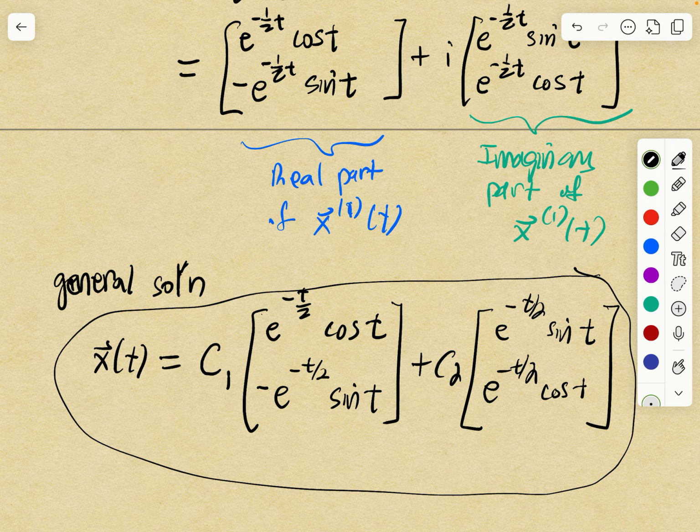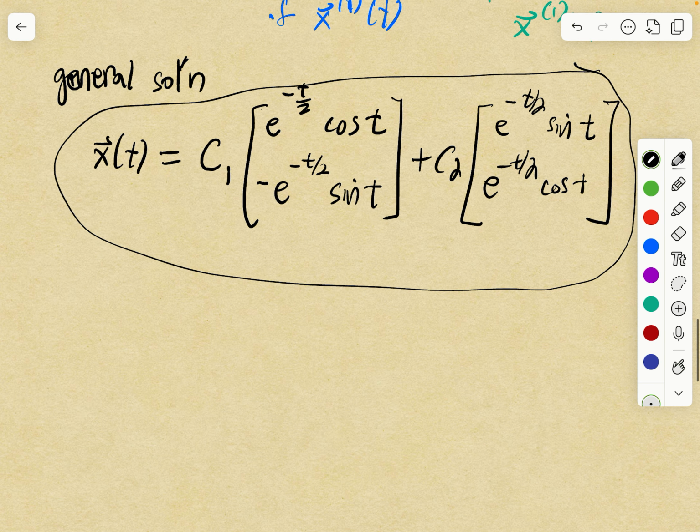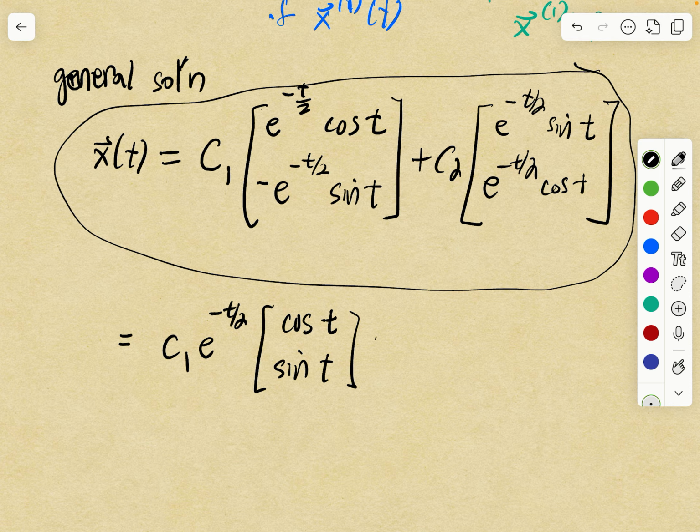Okay? And if you want to make this look a bit nicer, you could factor out the e to the minus t over 2 from each of the vectors. That's another way of writing it. Okay, so you could write it as c1 e to the minus t over 2, and then times (cosine t, sine t), plus c2 e to the minus t over 2 times (sine t, cosine t). That's also correct.